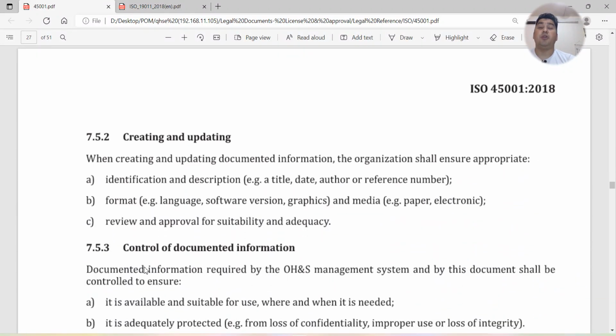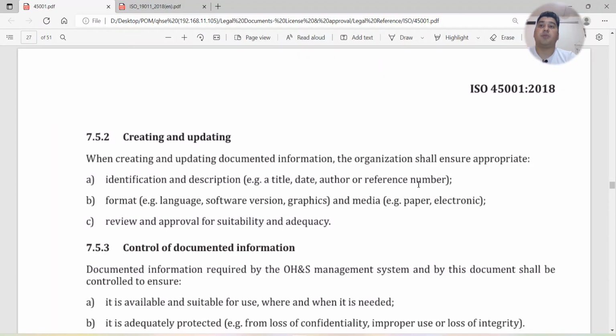Now, creating and updating. When creating and updating documented information, the organization shall ensure appropriate identification and description, for example title, date, author, and reference number. When you are creating any document, or using any paper as a reference, that particular document should have a title, a date, the author as a company, and the reference number also. So it is a requirement.